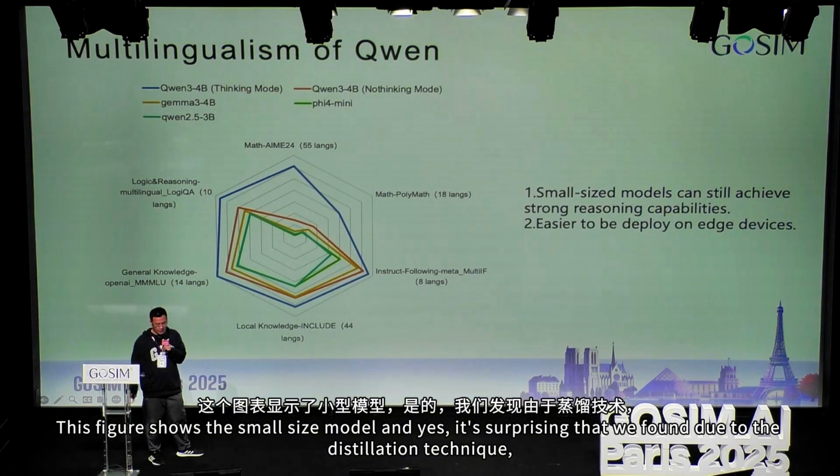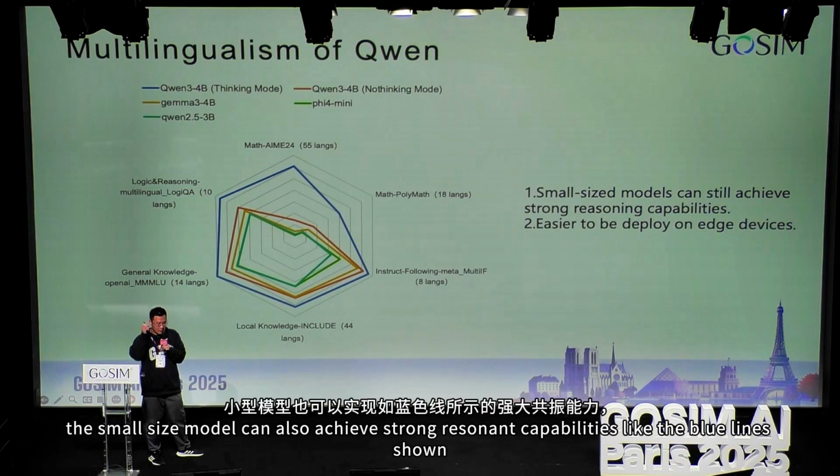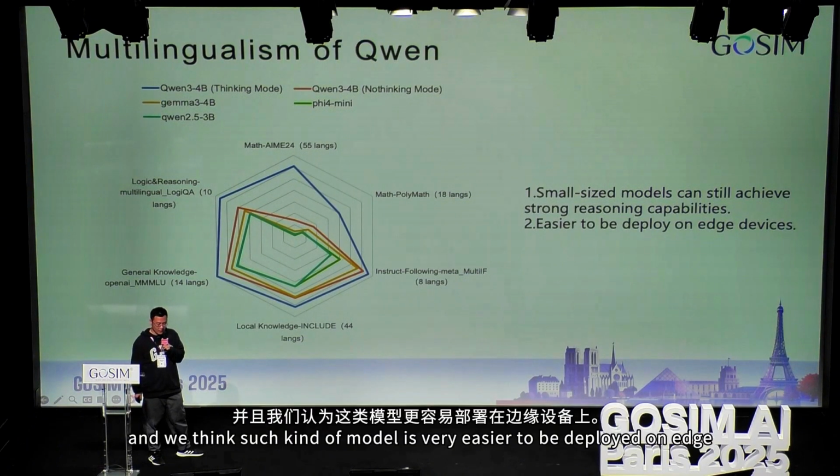This figure shows the small size models, and surprisingly, we found that due to the distillation technique, the small size models can also achieve strong reasoning capabilities, like the blue lines shown. And we think such models are much easier to deploy on edge devices.